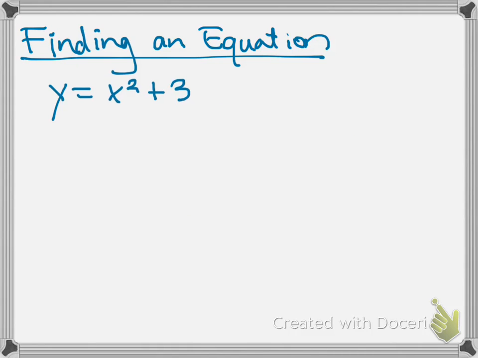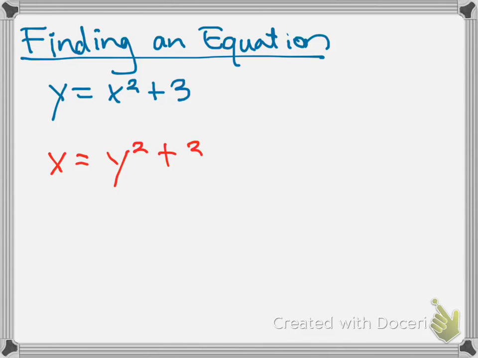So let's do a couple of examples. First, let's see how we can find the equation of an inverse. Here I've given you the equation y equals x squared plus 3. If we want to find the equation of the inverse, then we need to go back to the definition of an inverse, and that is simply that we're going to switch our x values with our y values. So in our equation, that means that everywhere we see a y, we're instead going to write an x, and everywhere we see an x, we're instead going to write a y.